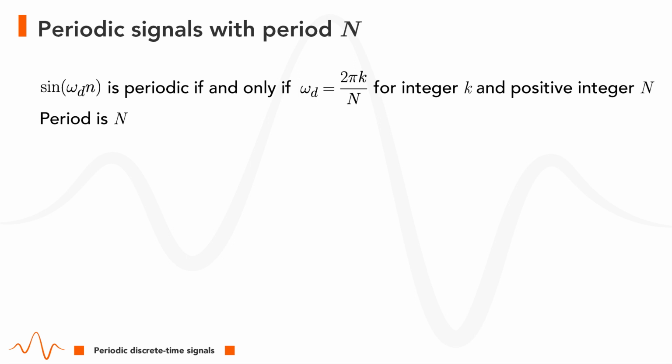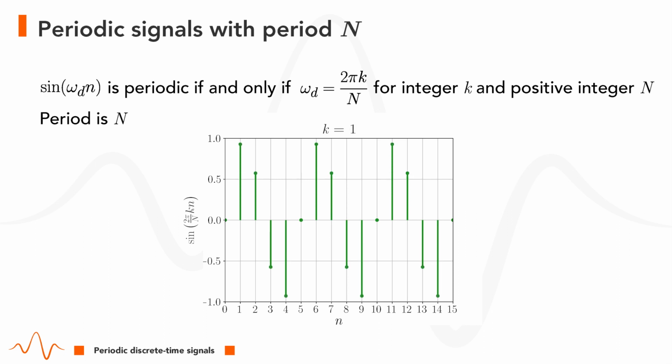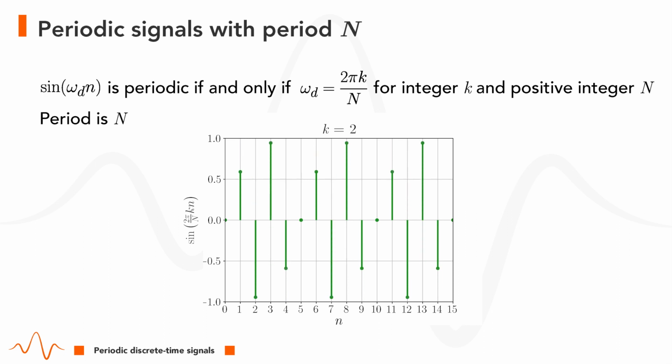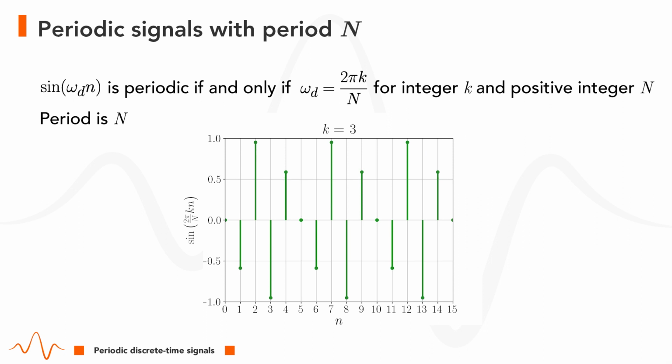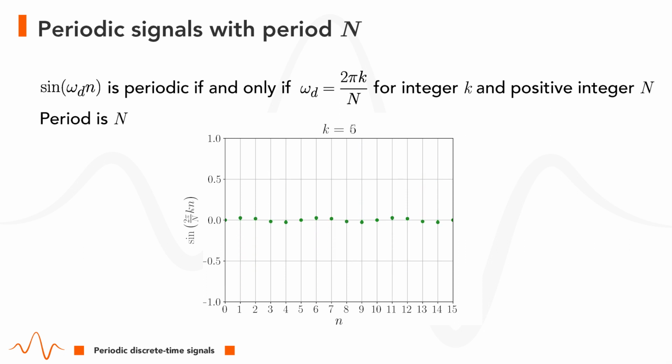Let us plot for an example, considering capital N equals 5, the signals that we obtain as we increase k. For k equals 0, we have a constant signal equal to 0. For k equals 1, we have the so-called first harmonic, k equals 2 the second harmonic, k equals 3 the third harmonic, and k equals 4 the fourth harmonic. But we see that for k equals 5, we get the same signal as for k equals 0. For k equals 6, we get the same as for k equals 1. For k equals 7, we get the same as for k equals 2.